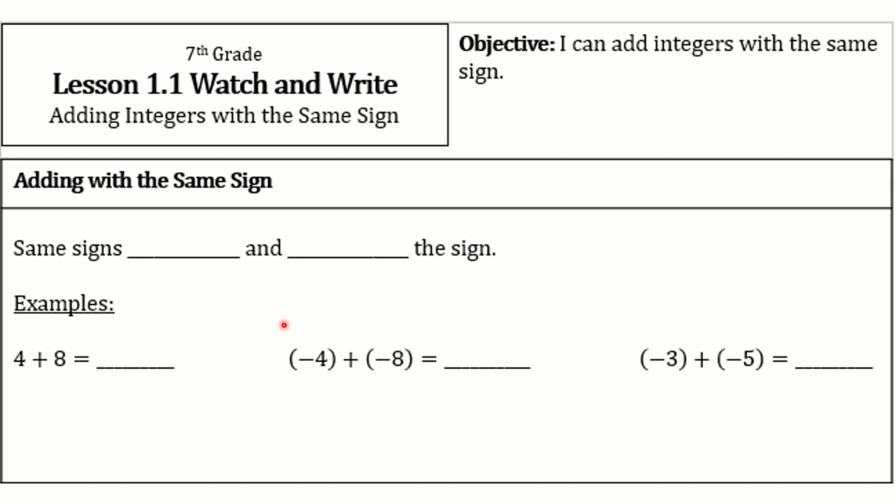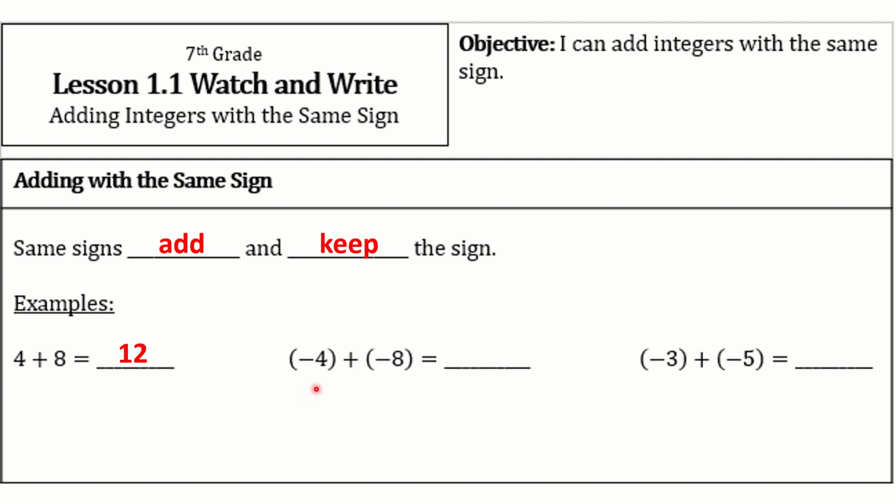All right, so the rule for adding with the same sign is super straightforward. For same signs, we add and we keep the sign. So for example, if we have positive 4 plus positive 8, we end up with positive 12. We know how to add two positive numbers.